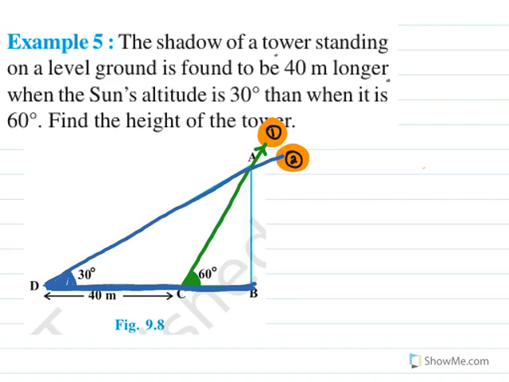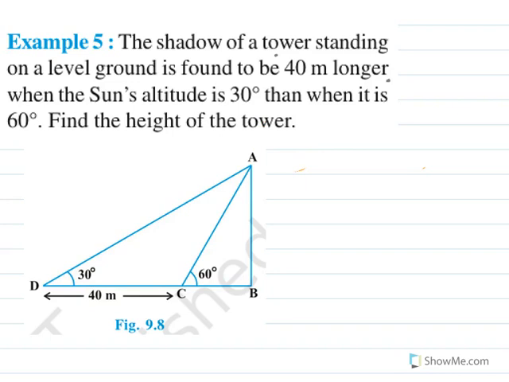And they said it is 40 meters longer. 40 meters longer means this distance is 40, the difference between two shadows. Let me explain this concept again.